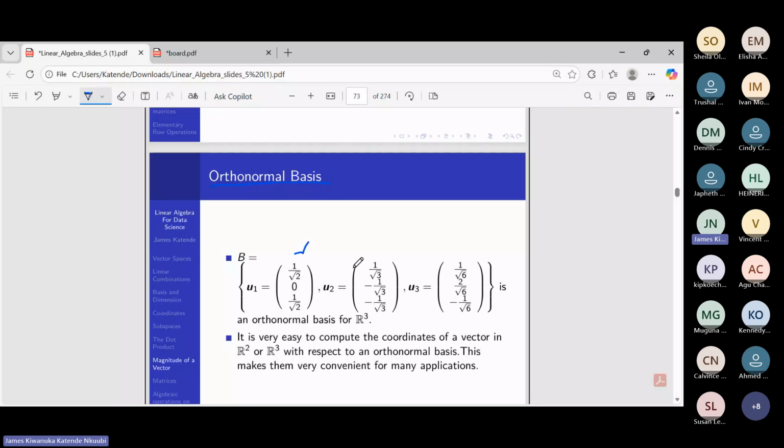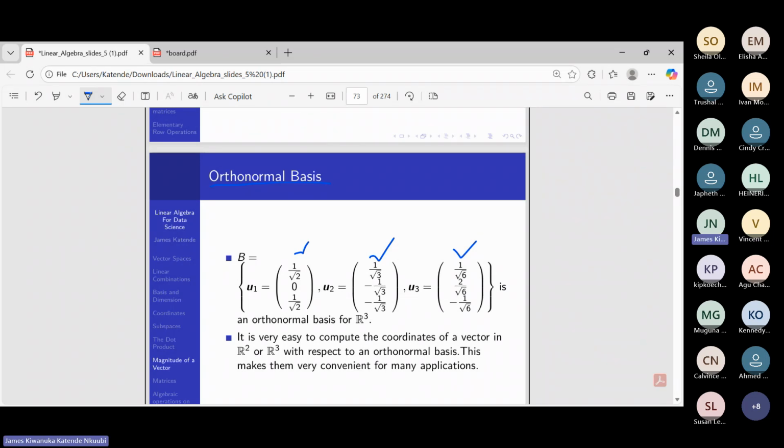So this is a basis for R3. You can double check that the dot product of any 2 vectors here will be 0, and therefore the set is orthogonal. It also turns out to be a basis. This is a set of linearly independent vectors. There are 3 of them in R3, and any 3 vectors in R3 that are linearly independent form a basis for R3.